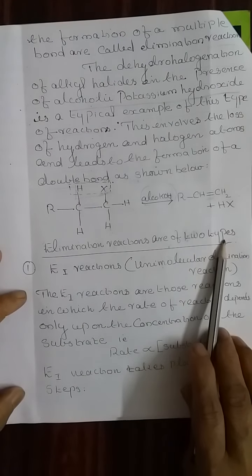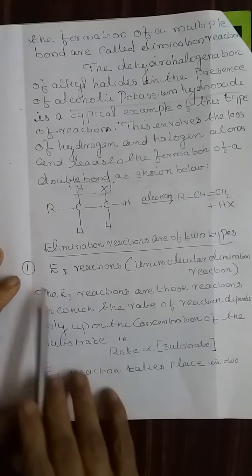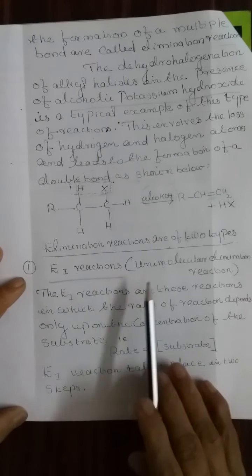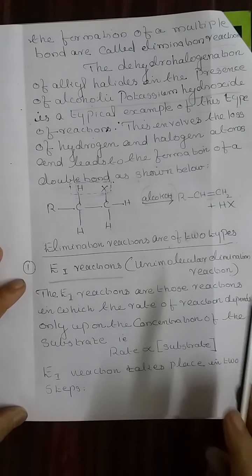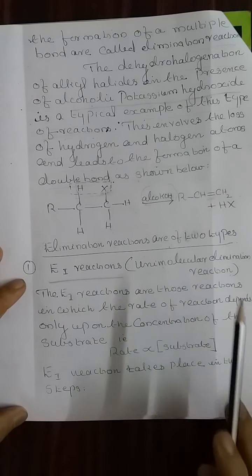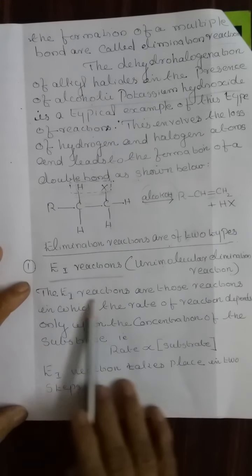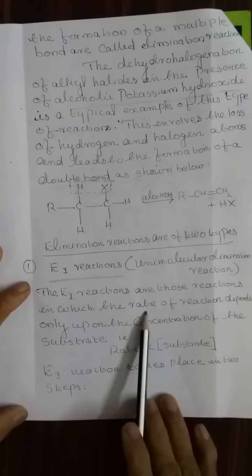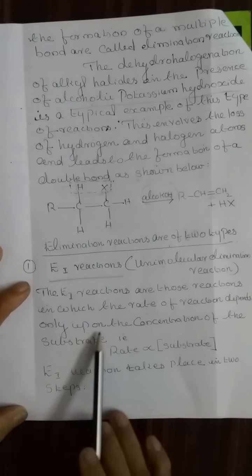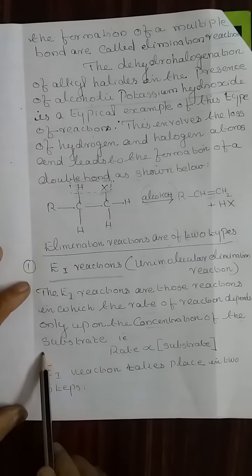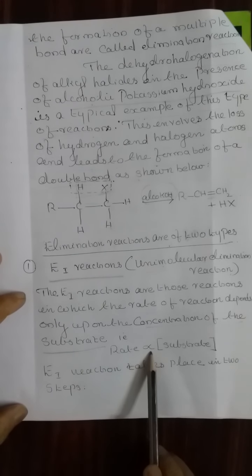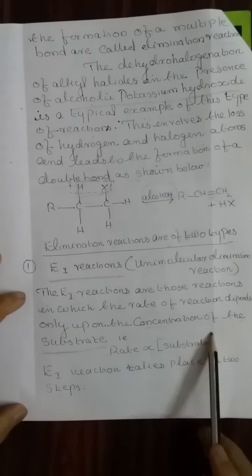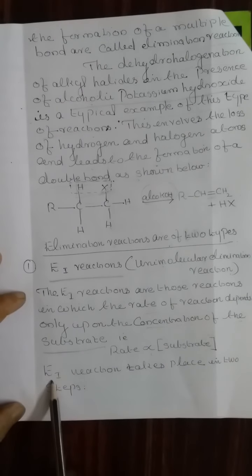The elimination reactions are of two types. One, E1 reaction, means unimolecular elimination reaction. That means only one molecule is required for starting the reaction. The E1 reactions are those reactions in which the rate of reaction depends upon the concentration of the substrate, just like the SN1 mechanism. Rate is directly proportional to the concentration of the substrate. E1 reaction takes place in two steps.